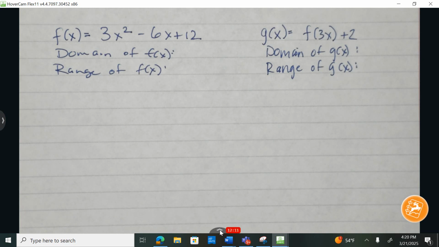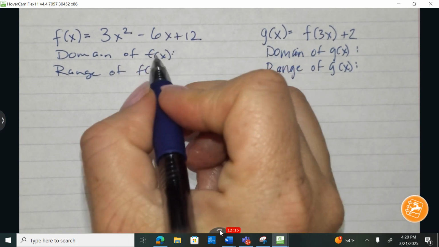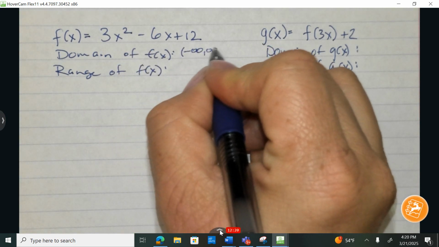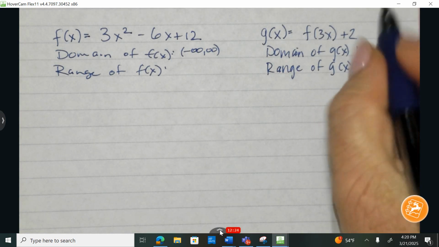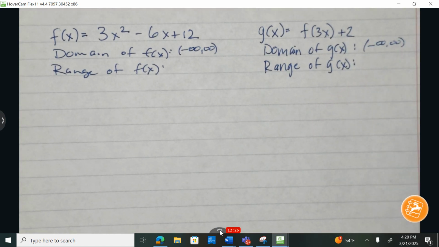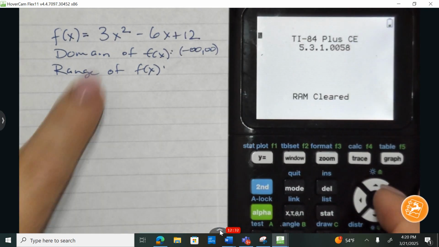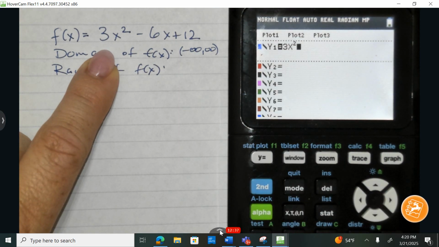So I'm going to do less right now with explanations, but we can see it's degree 2, and so I know that the domain for f of x and even the transformed function g of x would be negative infinity to positive infinity. Now, by the way, if you have a graphing calculator, and if this is a part where you can use the graphing calculator, you can actually go ahead and graph this function. So 3x squared minus 6x plus 12.